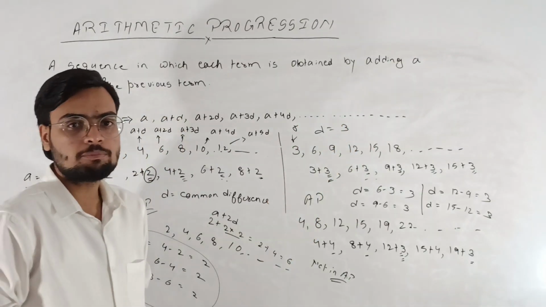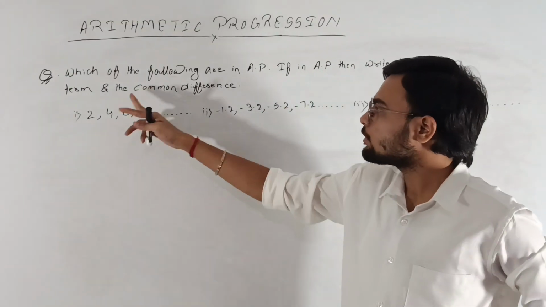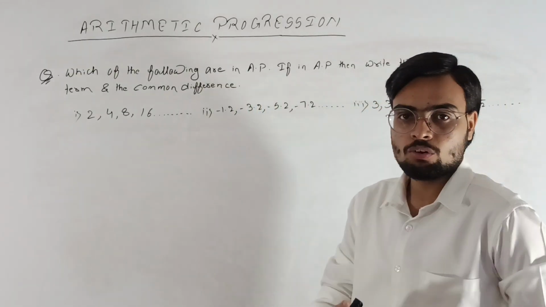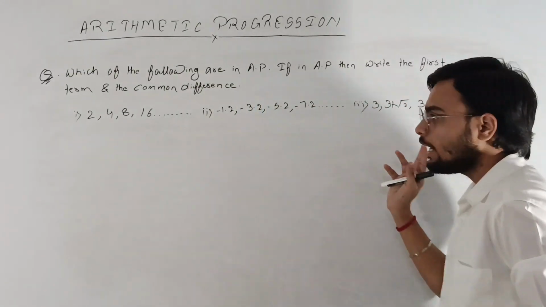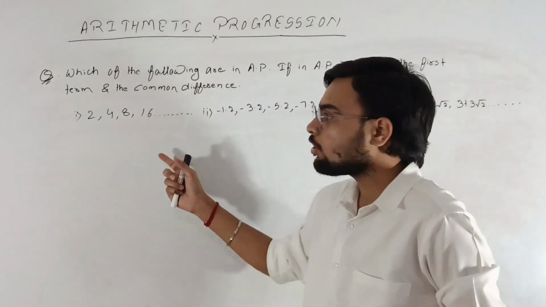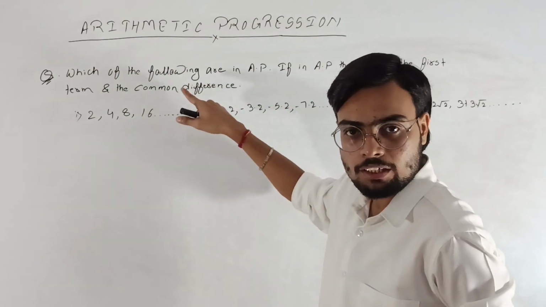Understood? Let's practice some questions. Now look at our first question. The question is: which of the following are in AP? If in AP, then write the first term and common difference. Look, we have 3 sequences and we have to identify which of them are in AP, and if any of them are in AP, then we have to write the first term and the common difference.